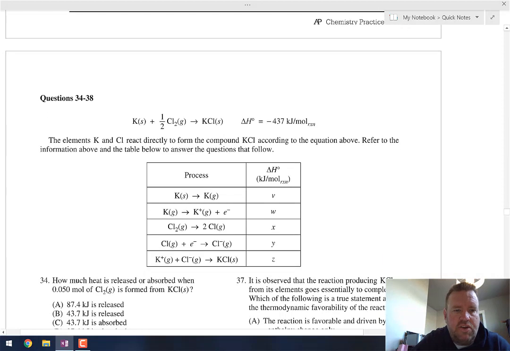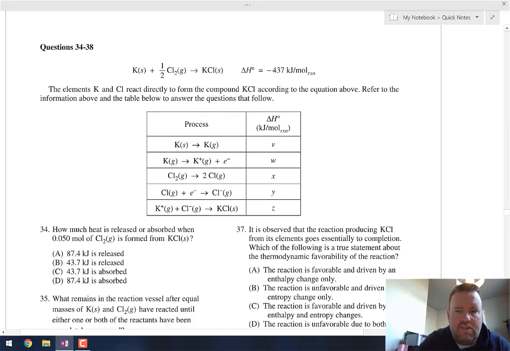Okay, questions 34 through 38. I'll deal with this information here. Number 34 says, how much heat is released or absorbed when 0.05 moles of Cl2 is formed from KCl? In this case, we can see that half of a mole is used in this reaction, and that releases 437 kilojoules of heat.